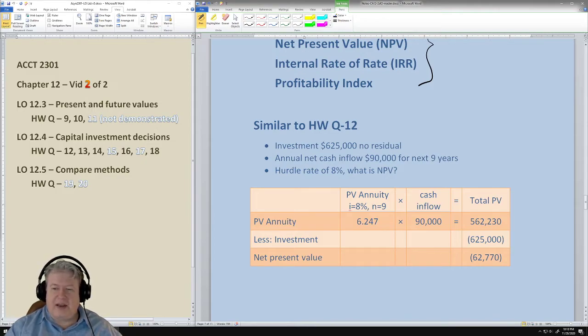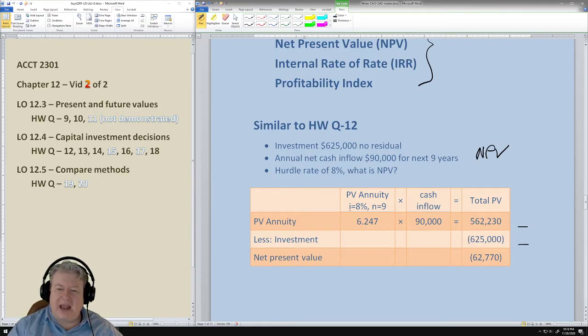So question 12, this is a very simple net present value. And what do we mean by net present value? Well, we've got a couple of different present value amounts. When we say netting, we mean we add them together, and typically there's a negative and a positive. Investment: we're going to spend $625,000 right now, and we're going to get a net cash flow of $90,000 for 9 years. So it's $90,000 each year for the next 9 years. That's an annuity, and we're trying to figure out the net present value.